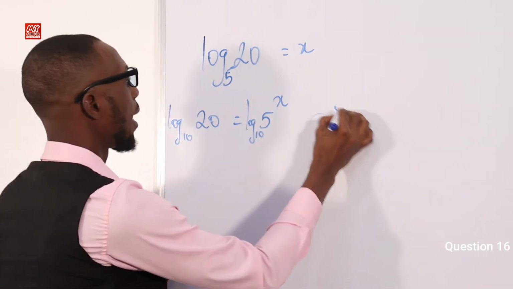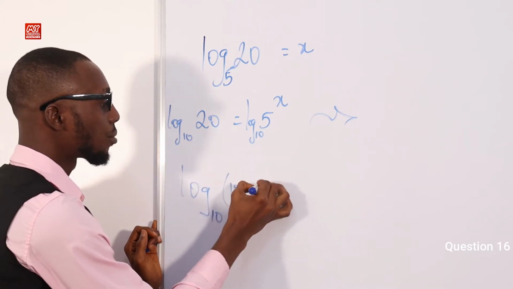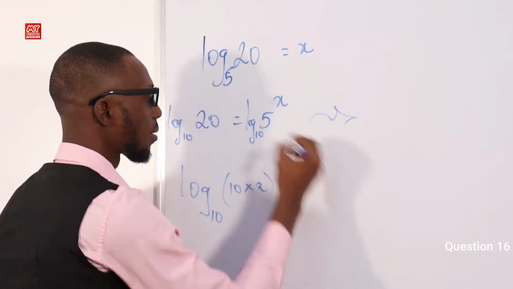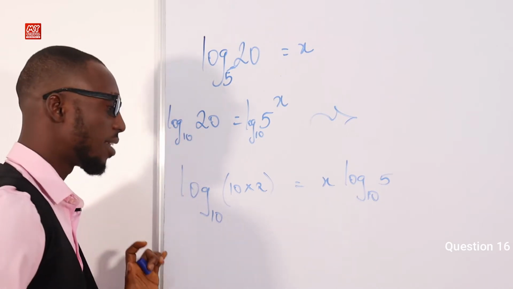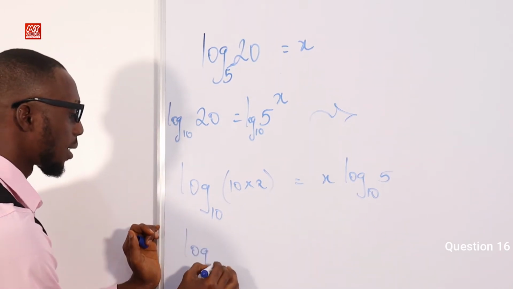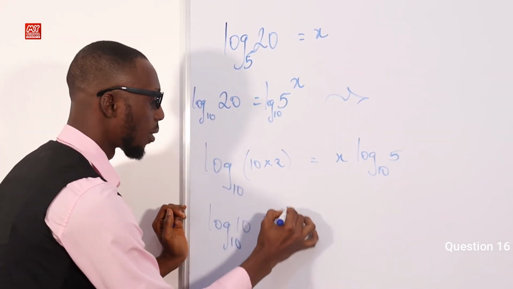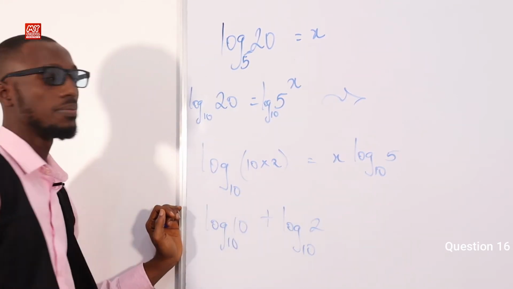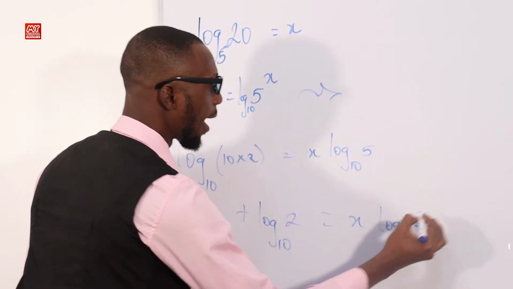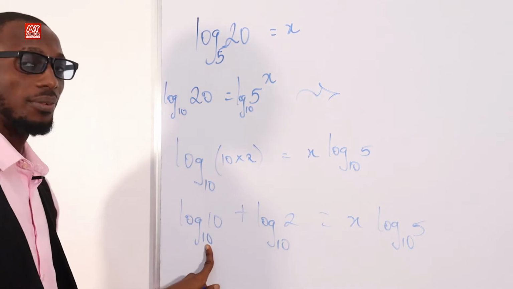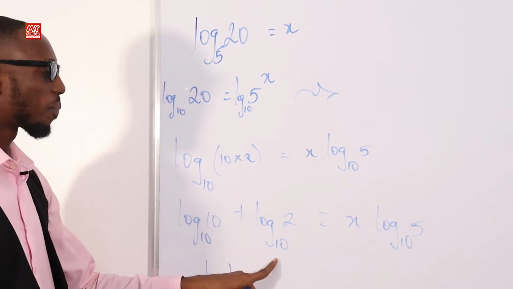So this implies that log of 20, remember 20 is 10 times 2, equals x log base 10 of 5. Very easy. So this is log base 10 of 10, times changes to plus in logarithm, plus log base 10 of 2, equals x log base 10 of 5. So log base 10 of 10 is 1. We're operating the same, but that is 1 plus log base 10 of 2.